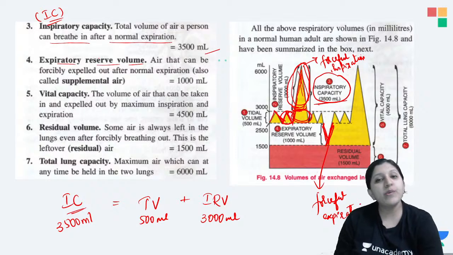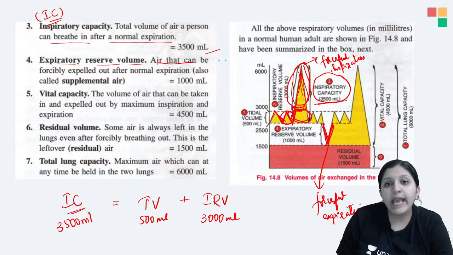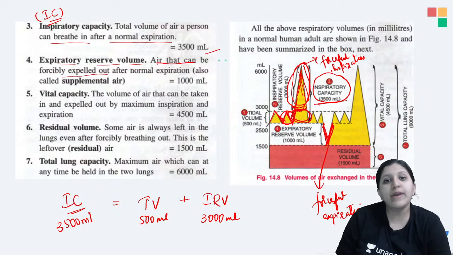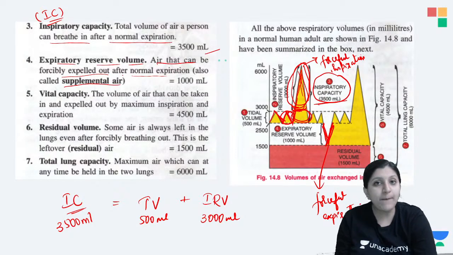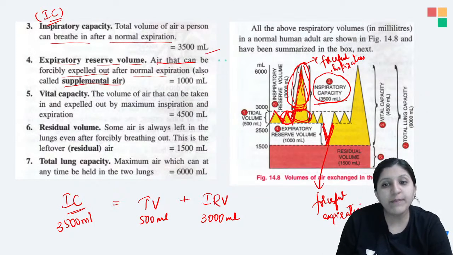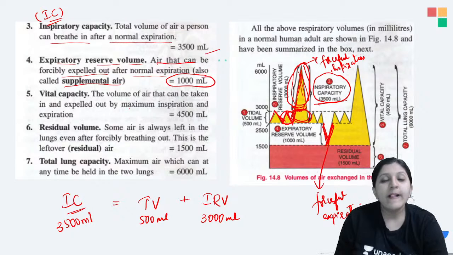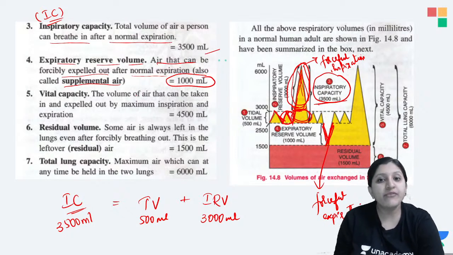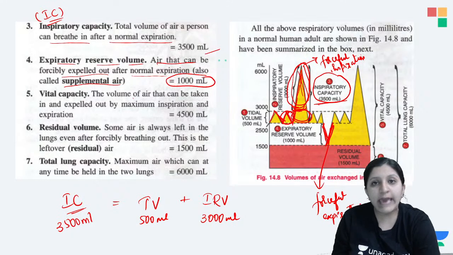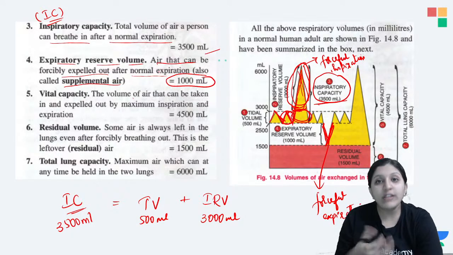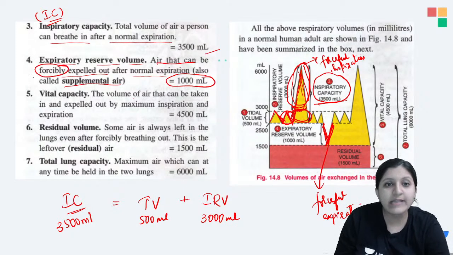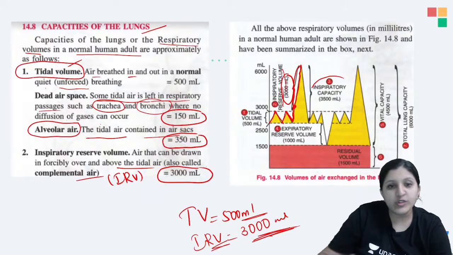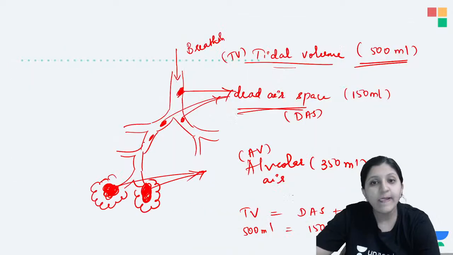Now expiratory reserve volume is the air that can be forcibly expelled out after normal expiration, which can also be called supplemental air. So supplemental air here is 1000 ml. That is basically not the normal one but the forceful exhalation, so forcibly you are exhaling here. In the previous one also there was a forcible inhalation.